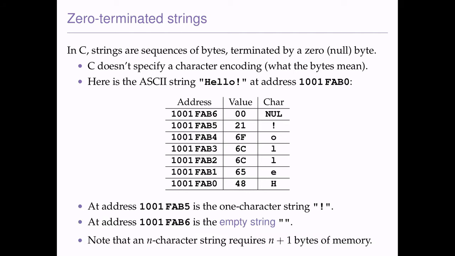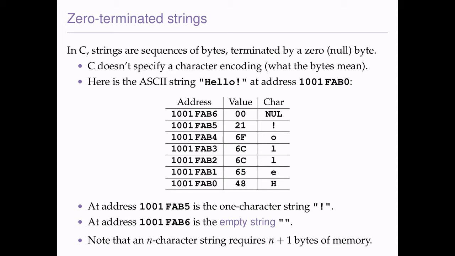So let's have a look at this table here. At the address 100fab5, we have the single character exclamation mark, or a single character string, and we have its ASCII representation, which is the value 21. ASCII takes a byte and translates the value to its corresponding character. So we have a value for each character in a string. Now this is terminated by the value 00, which corresponds to null as an empty string.